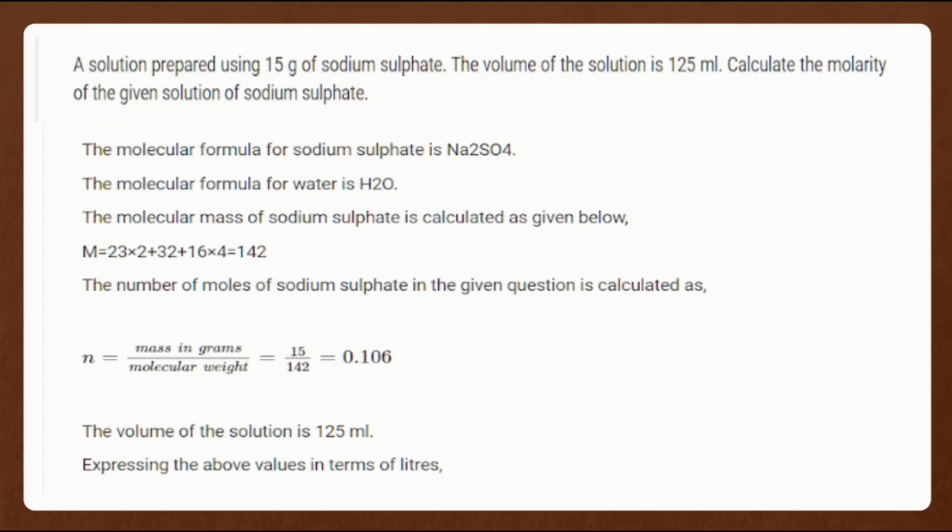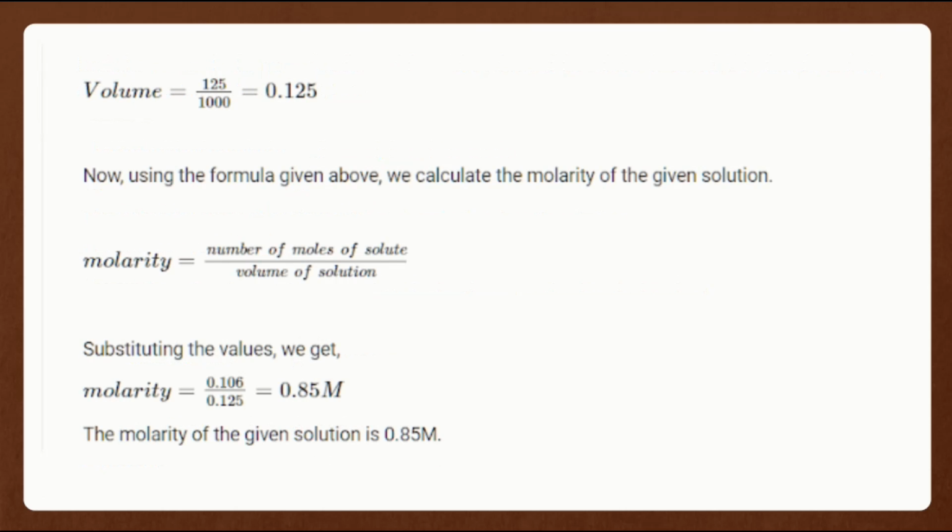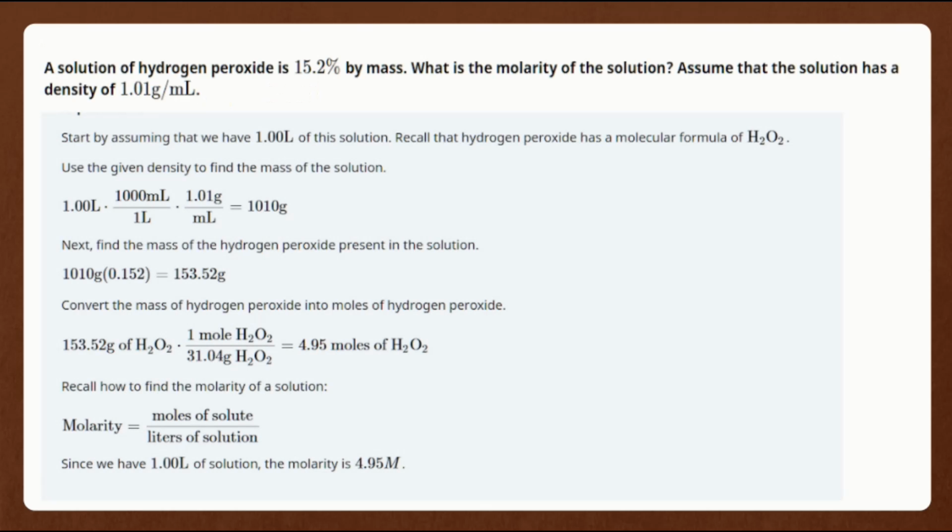The volume of the solution is 125 milliliters. Expressing the above volume in terms of liters, volume is equal to 125 by 1000, which is equal to 0.125 liters. Now, using the formula, we calculate the molarity of the given solution. Molarity is equal to number of moles of solute by volume of solution. Substituting the values, we get molarity is equal to 0.106 by 0.125, which is equal to 0.85 molar. Therefore, the molarity of the given solution is 0.85 molar.